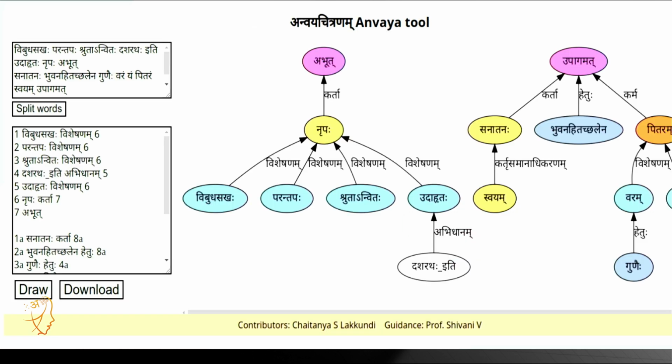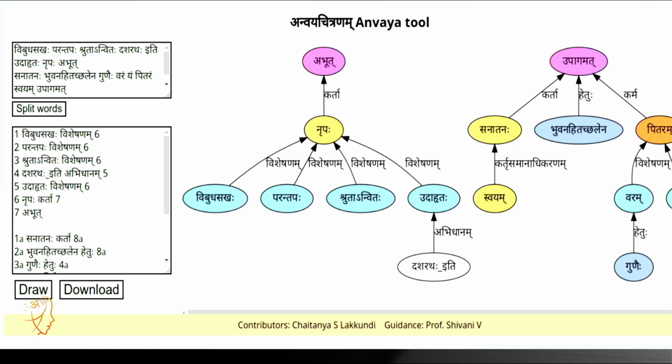The next tool is the Anvaya tool, or Anvaya Chitranam is what we initially envisaged. Here, given a shloka and its relation between words. For example, here Vibudha Sakhaha is related to Abhut, related to the sixth one. So Nripaha has a Visheshanam. Vibudha Sakhaha is a Visheshanam of Nripaha. This is how we should read this map.